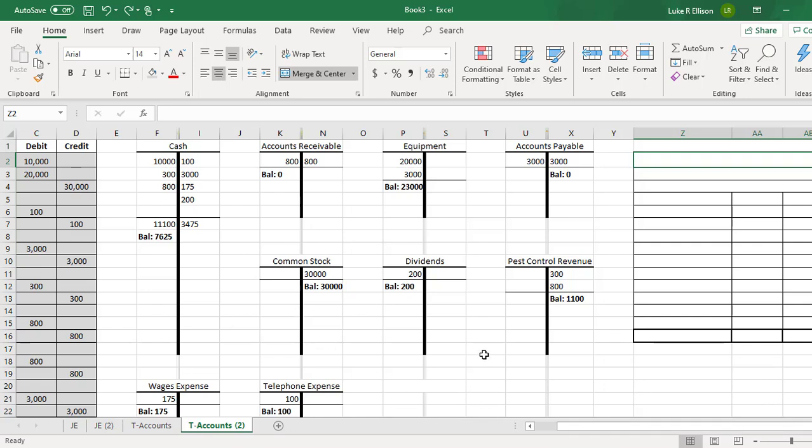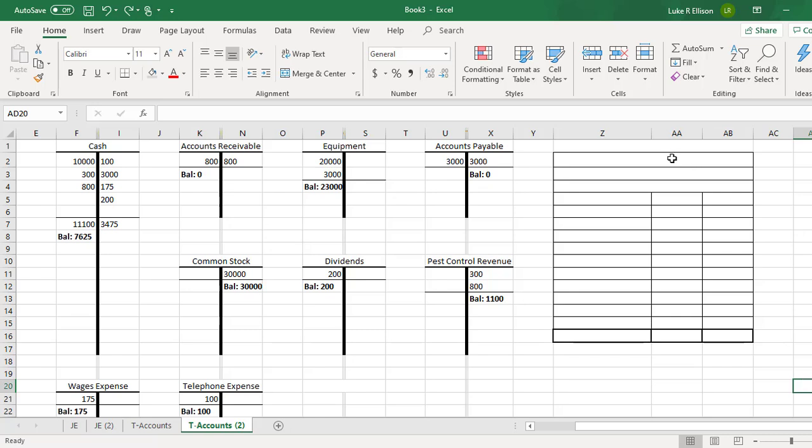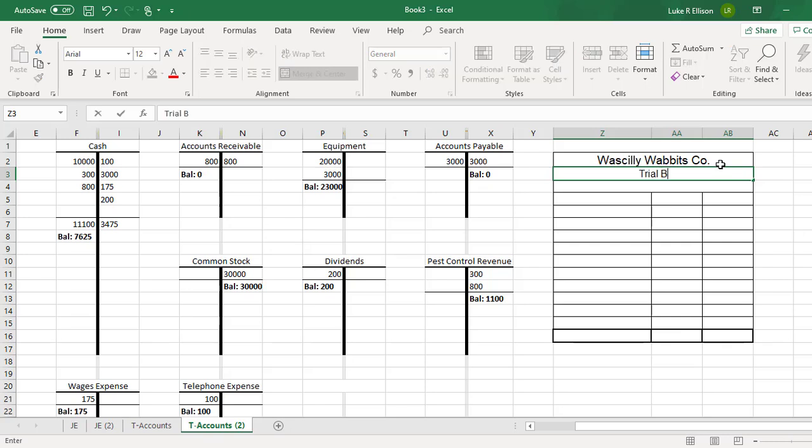Now the purpose of a trial balance is to make sure that all of our debits equal our credits. And so starting off here, we're going to have our 3-part title, just as we do with any financial statement. The first part is going to be the name of the company, which is Wascally Wabbits Co. And then we're going to have the name of the statement, which is the trial balance. And then we're going to have the date, which is as of July 31st, 2010.